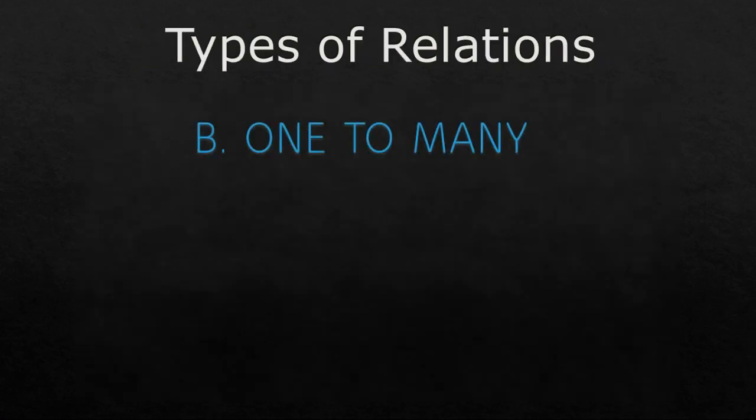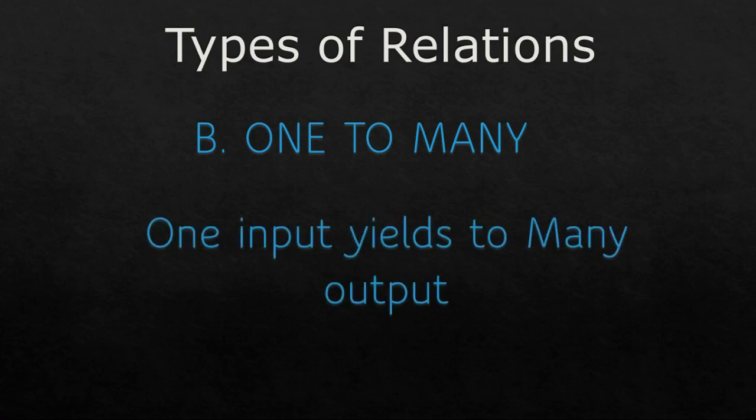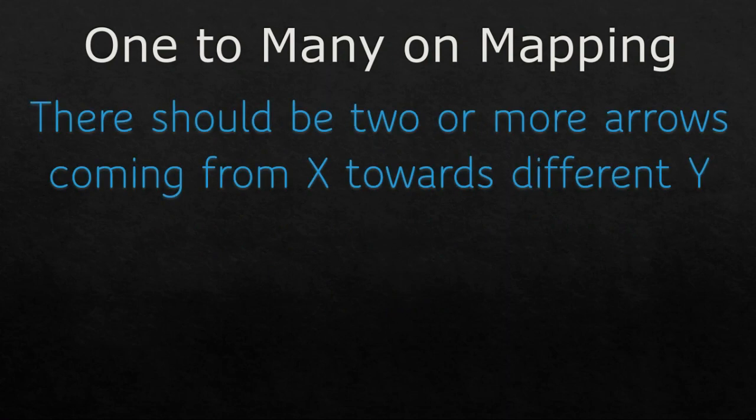Another type of relation is one-to-many. From the name itself, it means 1x yields too many y. We can say that it is one-to-many in mapping if there's two or more arrows coming from x towards different y. Dapat may higit sa dalawang arrow ang manggagaling sa isang x papunta sa magkaibang y. So dito hindi pa rin tumatanggap ang isang y ng maraming arrows.